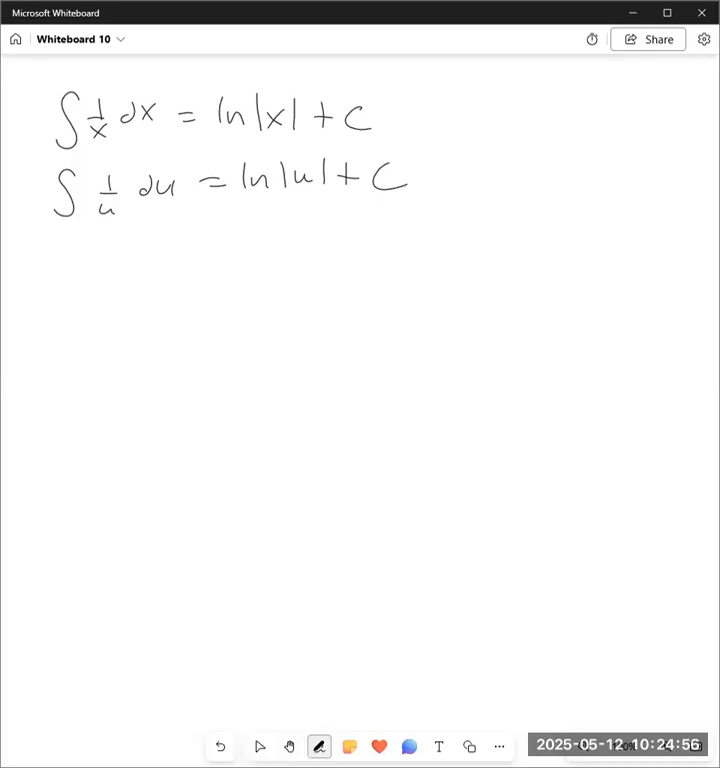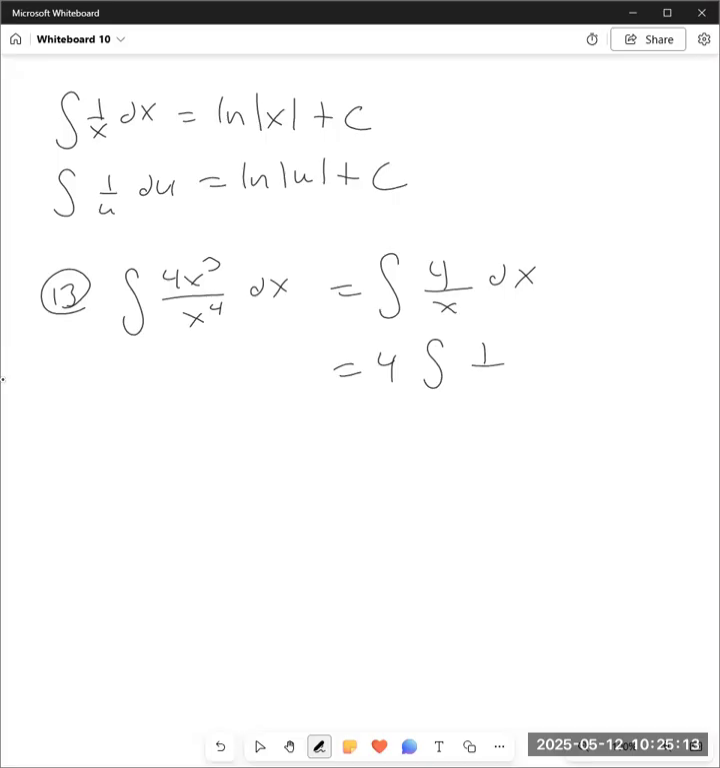So let's go ahead and get started here with number 13. The integral of 4x cubed over x to the 4th dx. I can simplify and make that 4 over x dx. Take the constant out front. It's 4 times the integral of 1 over x dx, which is 4 times ln of the absolute value of x plus c.